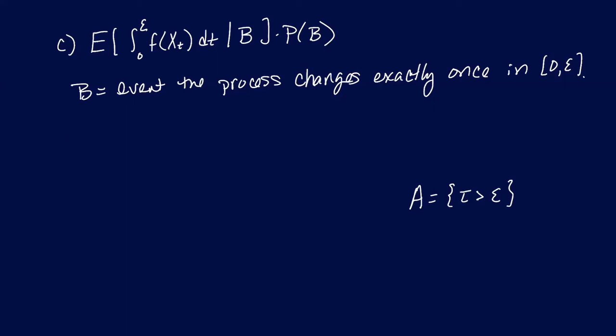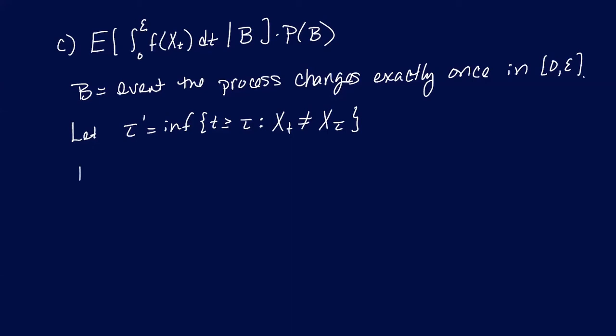So I'm going to let tau prime be the infimum over all t greater than or equal to tau. So how much further did we have to go after the process changed once? I want the smallest value for which Xt is not the same thing as X tau, which is the value of the process at the very first change.